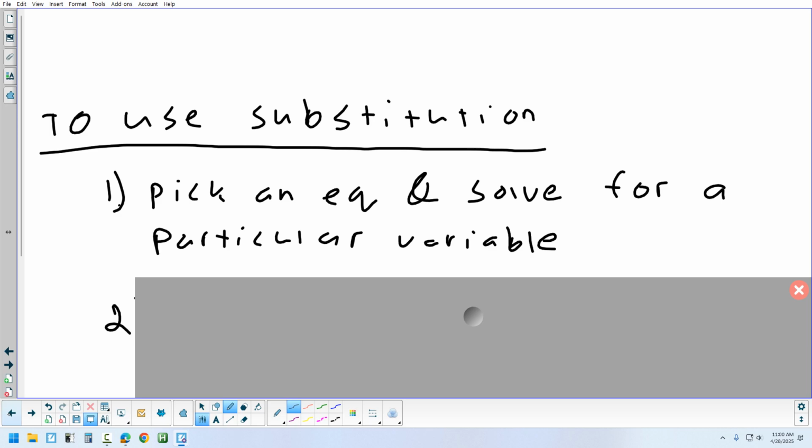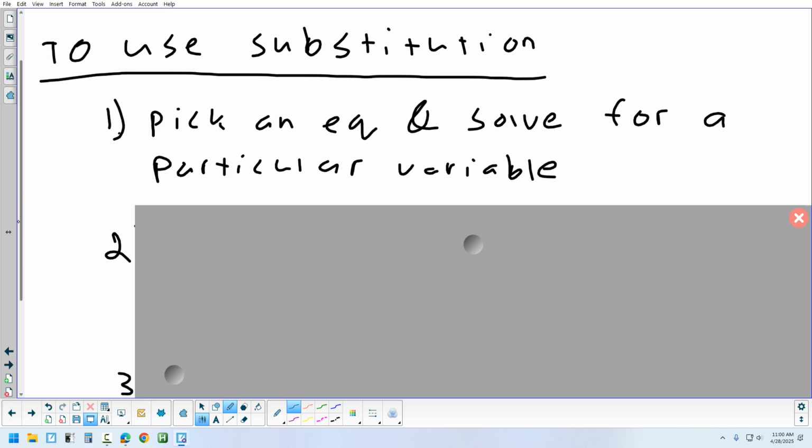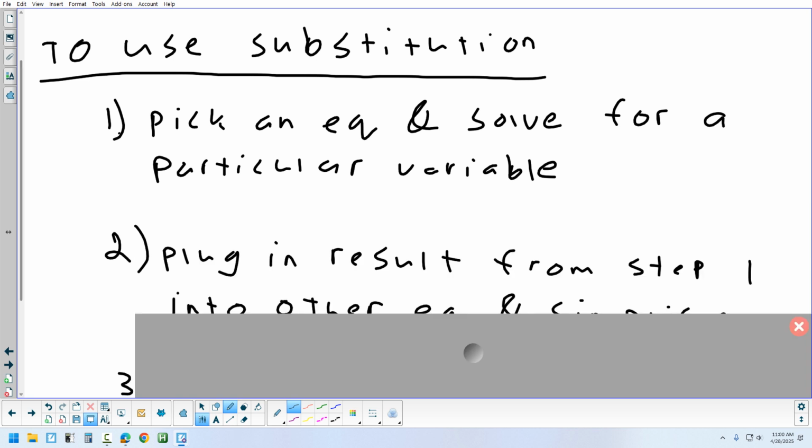When you start to get into 3 variables, you have a lot more paths. That's why substitution sometimes gets a little overwhelming with 3 variable systems. And generally we won't. We're going to use elimination. All right, so first pick an equation, pick a variable to get by itself.